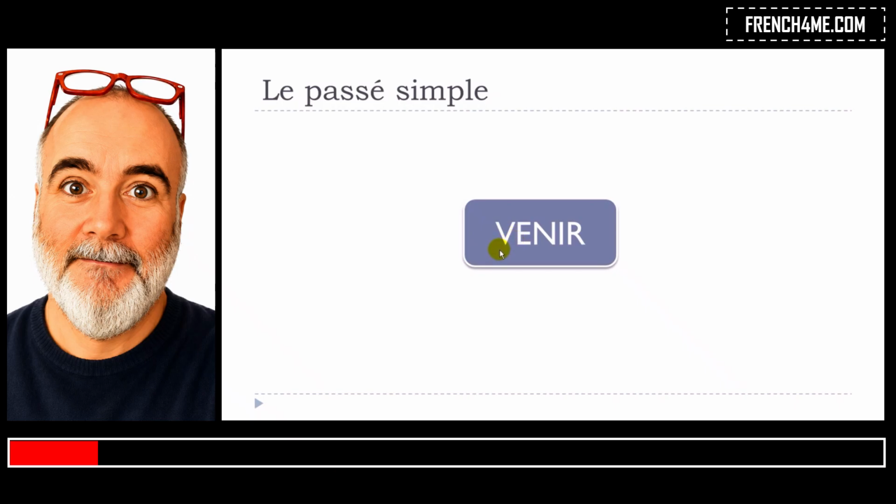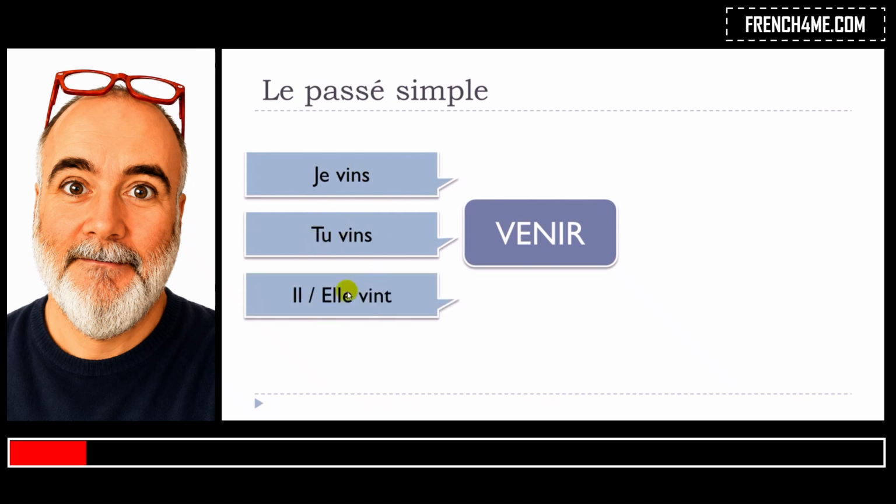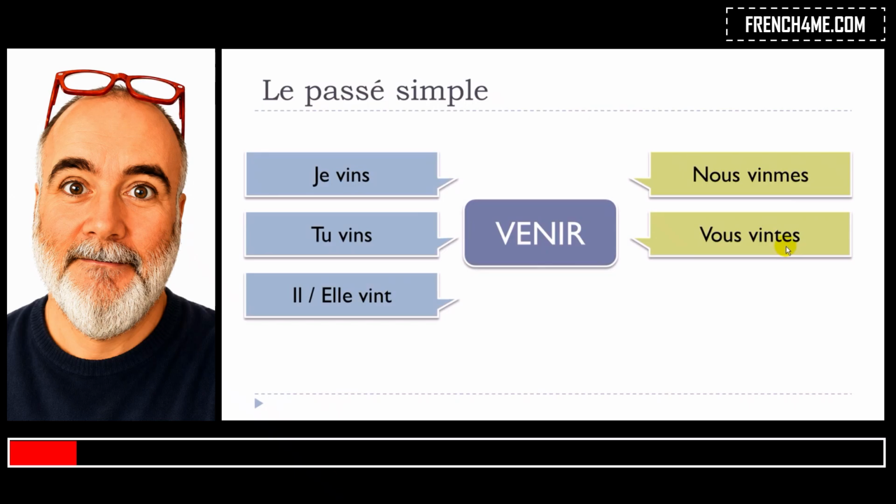And now, venir, venir is to come, so remember they were a bit tricky. So we're talking about venir and all the verbs that will be formed with venir. Je vins, tu vins, il vint, elle vint, nous vîmes. Remember, it's quite tricky to pronounce that. Vîmes. Vous vîntes, ils vinrent, elles vinrent.